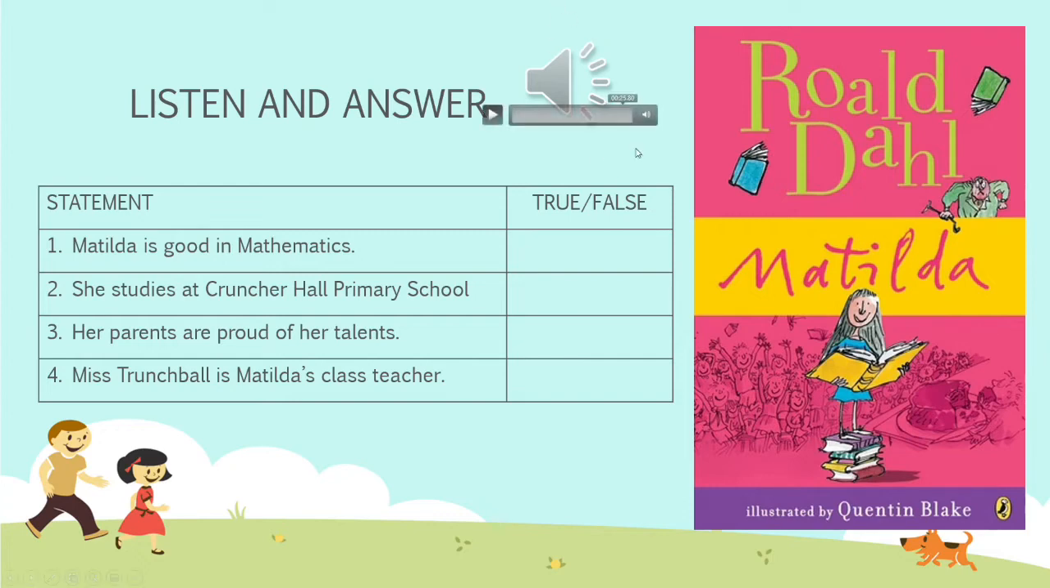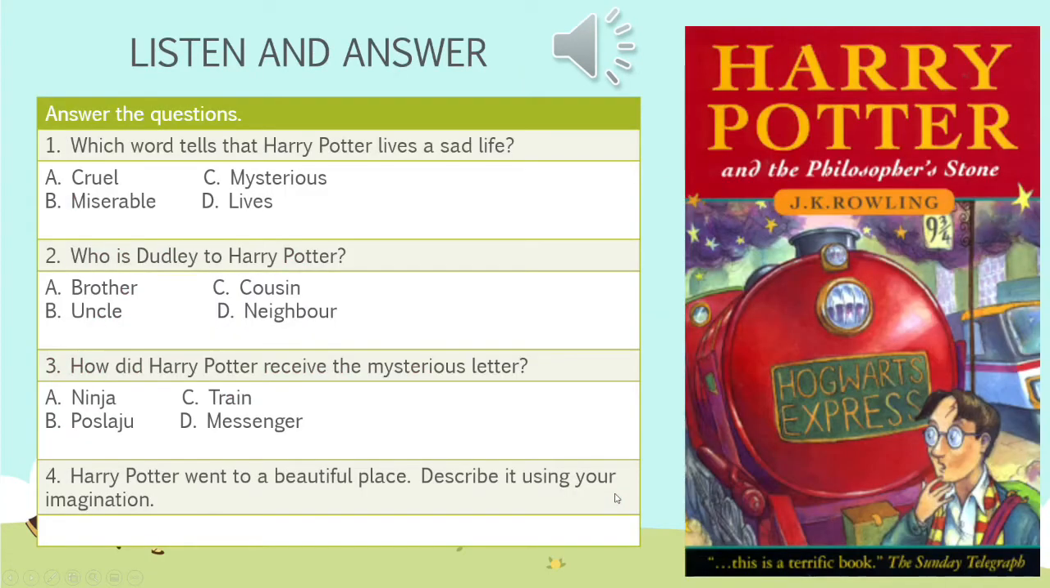Alright, so that's the excerpt. Now, after listening, you have to write true or false for these boxes. If you want to listen to it again, you can just slide back this video and listen to the audio again. Next, listen and answer to an excerpt about Harry Potter and the Philosopher's Stone by J.K. Rowling. Okay, ready? Over here we have 4 questions.